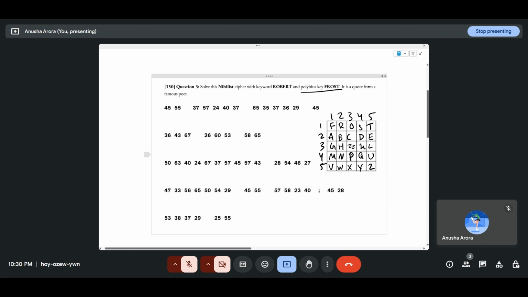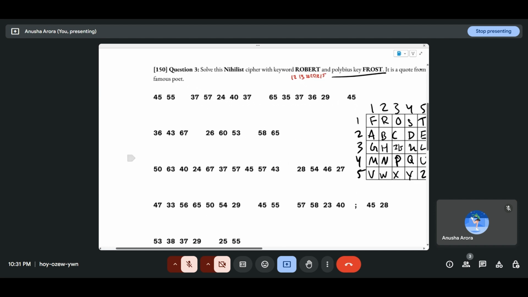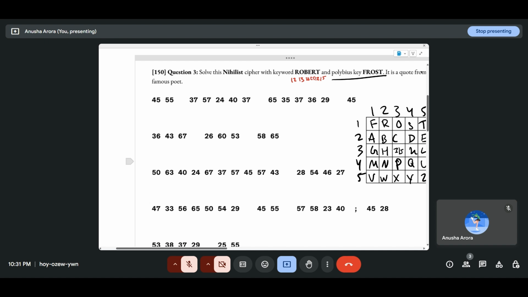So we're just going to change that into numbers. Robert is going to be 12, 13, then 22. E is 25, 12, and then 15. Okay? And since we added while encoding, we're going to subtract while decoding. So what that's going to look like is we're just going to fill in the entire thing, and we're just going to keep repeating the keyword Robert underneath it.